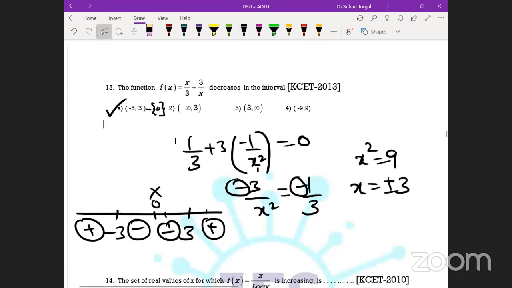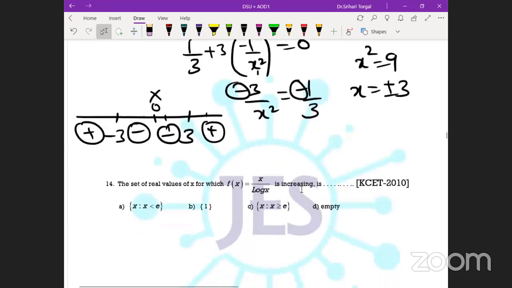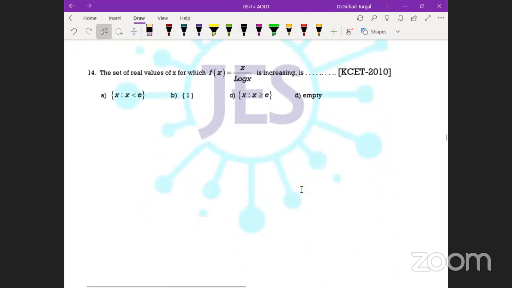If you are considering only one interval, then actually they have to give the function like this: f of x is equal to x by 3 plus 3 by x, x not equal to 0. In that case, it is understood that minus 3 to 3 is the answer. Now, let me move on to question number 14.